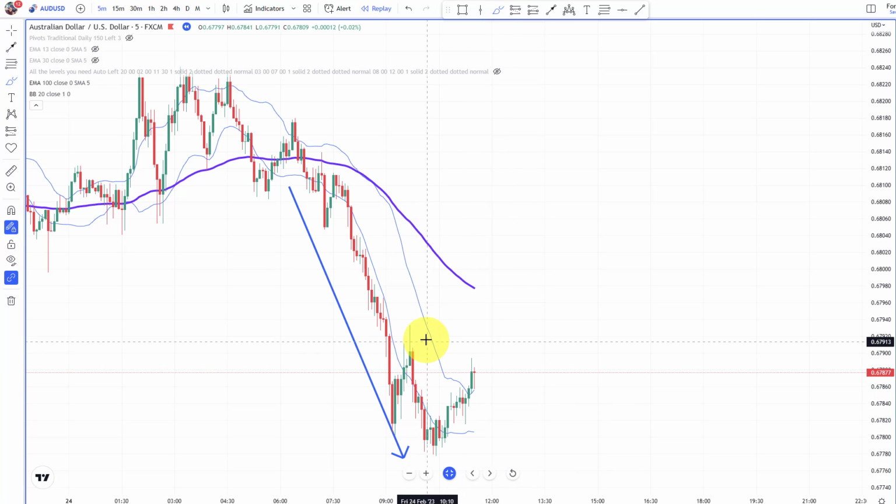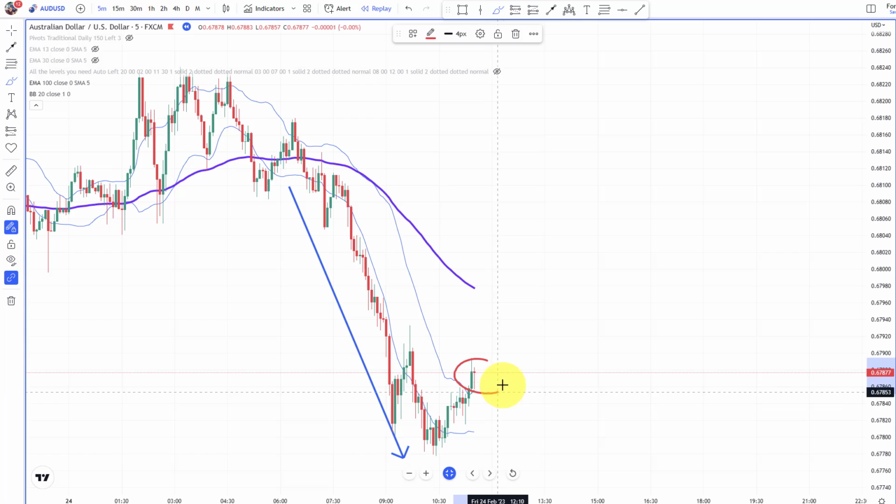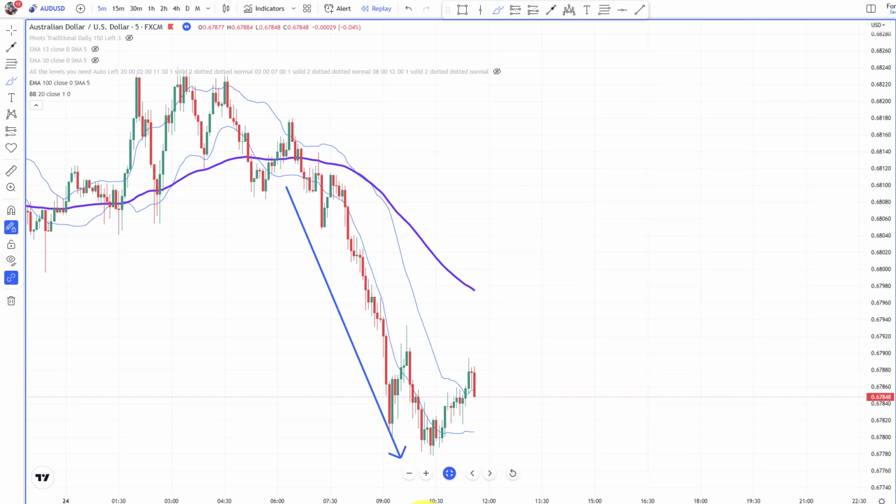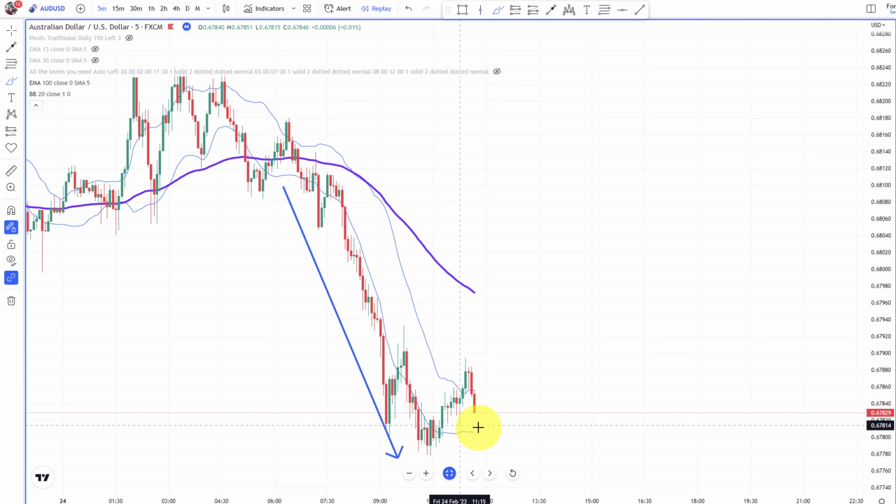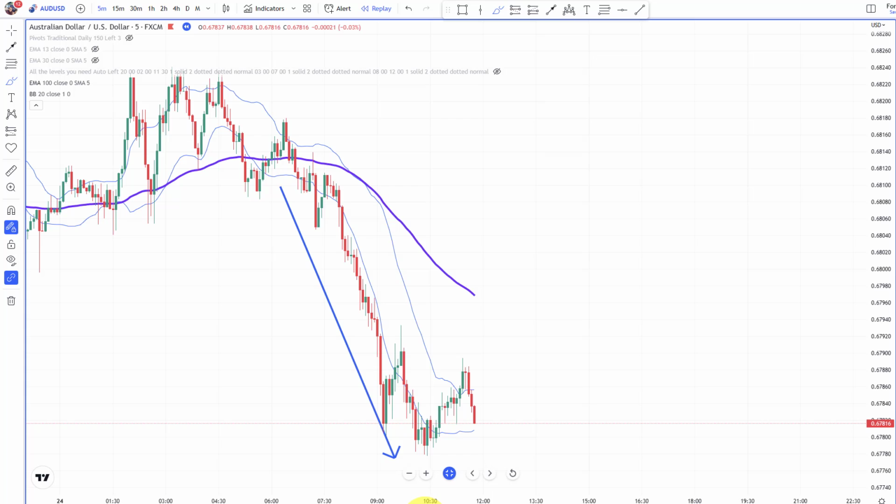So the market should typically not be able to stay outside above the upper Bollinger Band in the case of a downtrend. If the market is able to stay above the upper Bollinger Band, that would be too strong of a bullish signal. So let's see what the market is doing. You can see we are back inside of the Bollinger Band within just 2 candles.